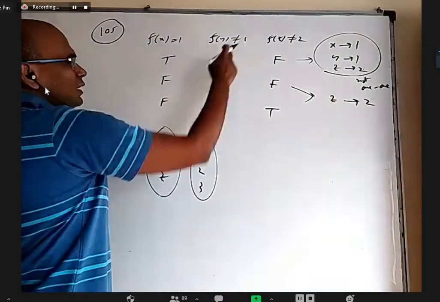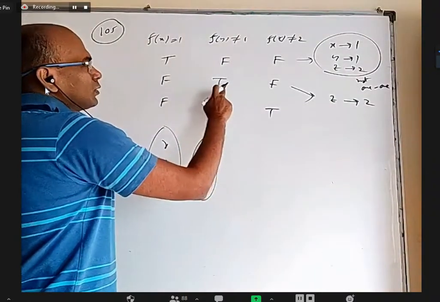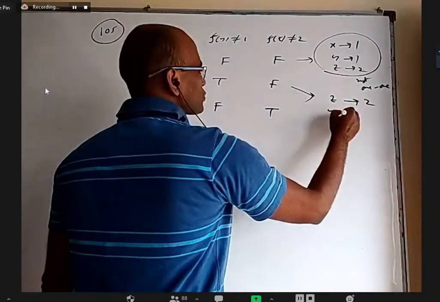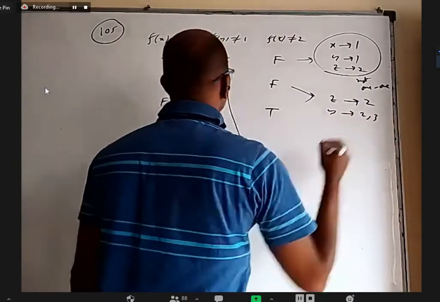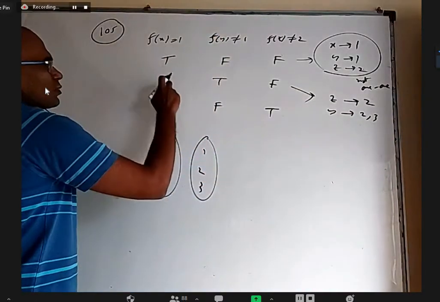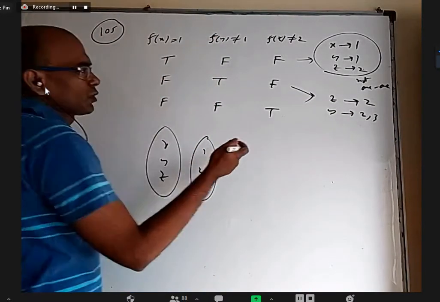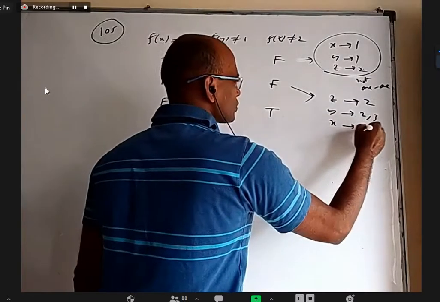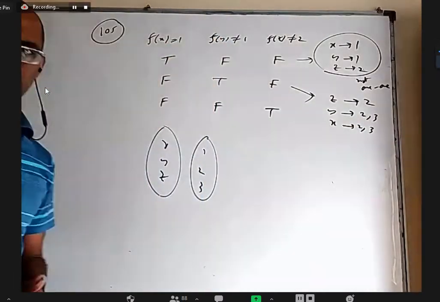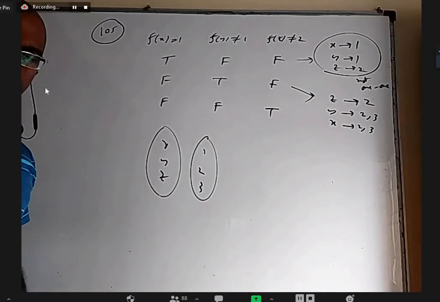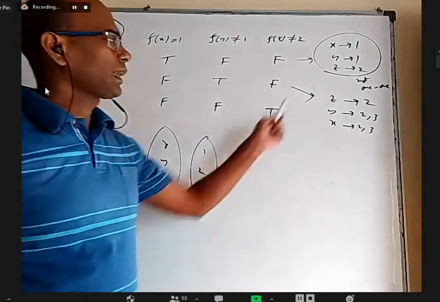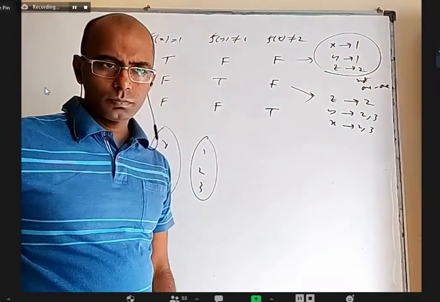F of y not equal to 1 is true, means y should be connected to 2 or 3. F of x is equal to 1 is false, means f of x should not be 1. Even x also should be connected to 2 or 3. Right? Now, can it be 1, 1 function?